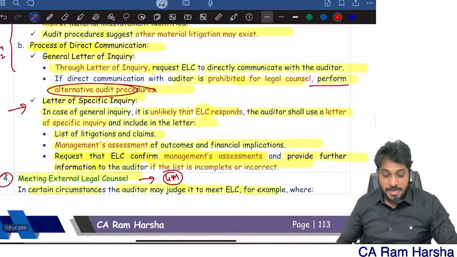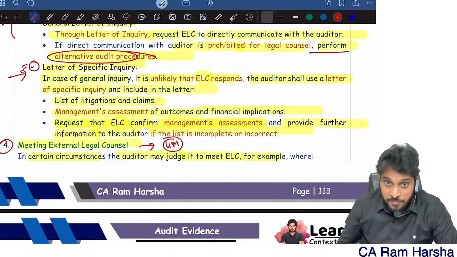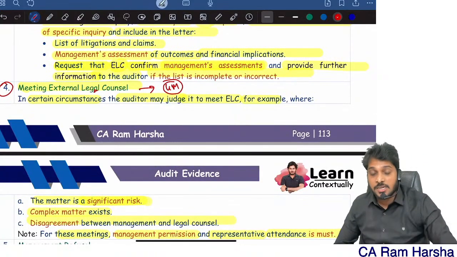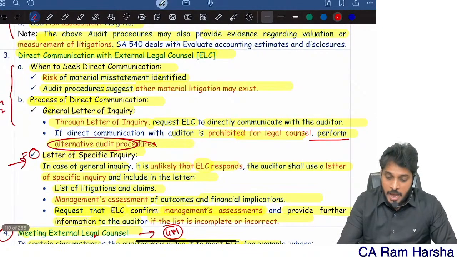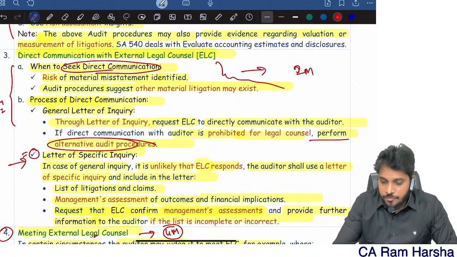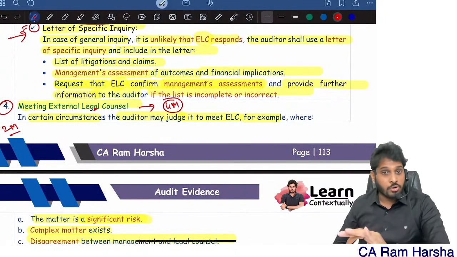In exams, they once specifically asked about the letter of specific inquiry. In one of the exams they specifically asked about when meeting external legal counsel is required. In one of the exams, under what circumstances direct communication is required. This was asked for 2 marks, and this was asked for 2 marks. Like this also they might ask. So be careful, don't take it for granted.